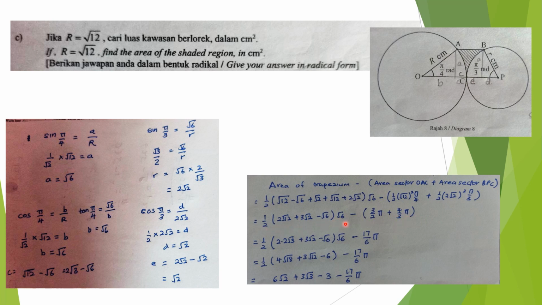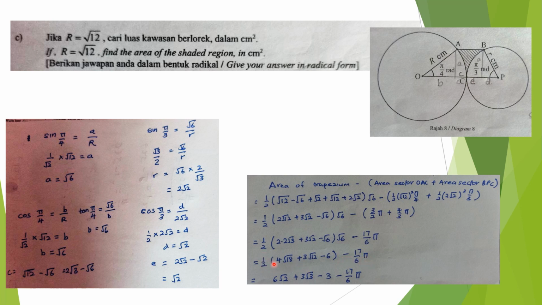Now we simplify the trapezium first here. So square root 12, you can simplify some more because 12 comes from 4 times 3. So 4, you can square root, becomes 2. So you get 2 times 2 here, 4. So 4 square root 3 plus 3 square root 2 minus square root 6, times square root 6. Here we solve 3 over 2 pi plus 4 over 3 pi is 17 over 6 pi. Now we expand, we times square root 6. So we get 4 square root 18 plus 3 square root 12, square root 6 times square root 6, minus 17 over 6 pi.